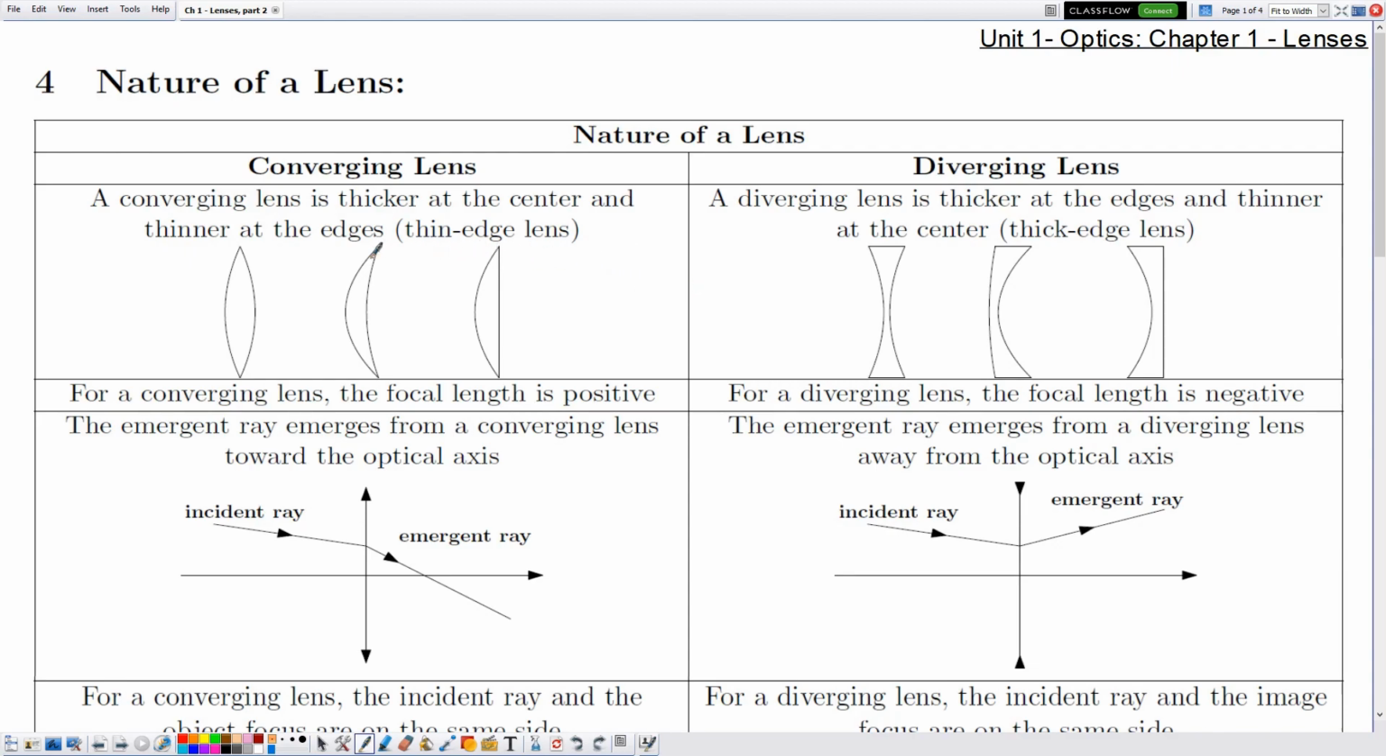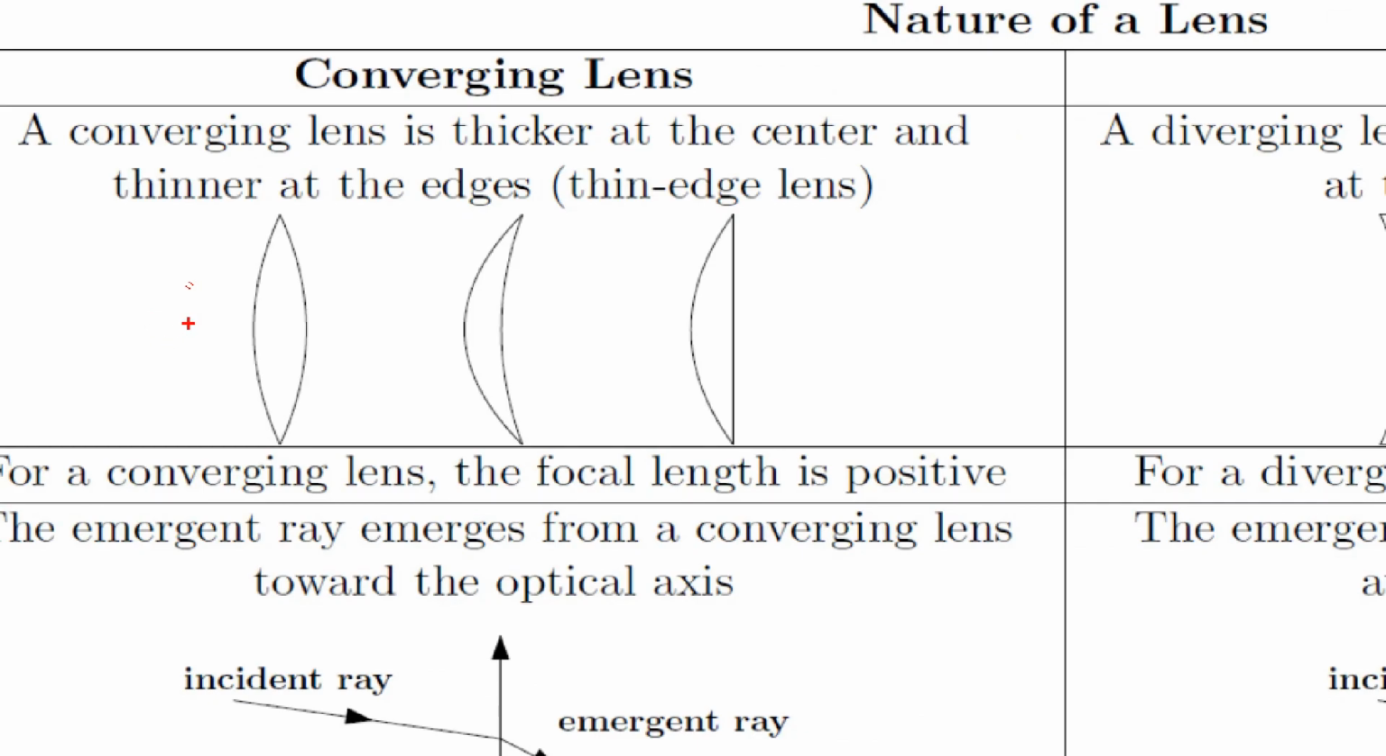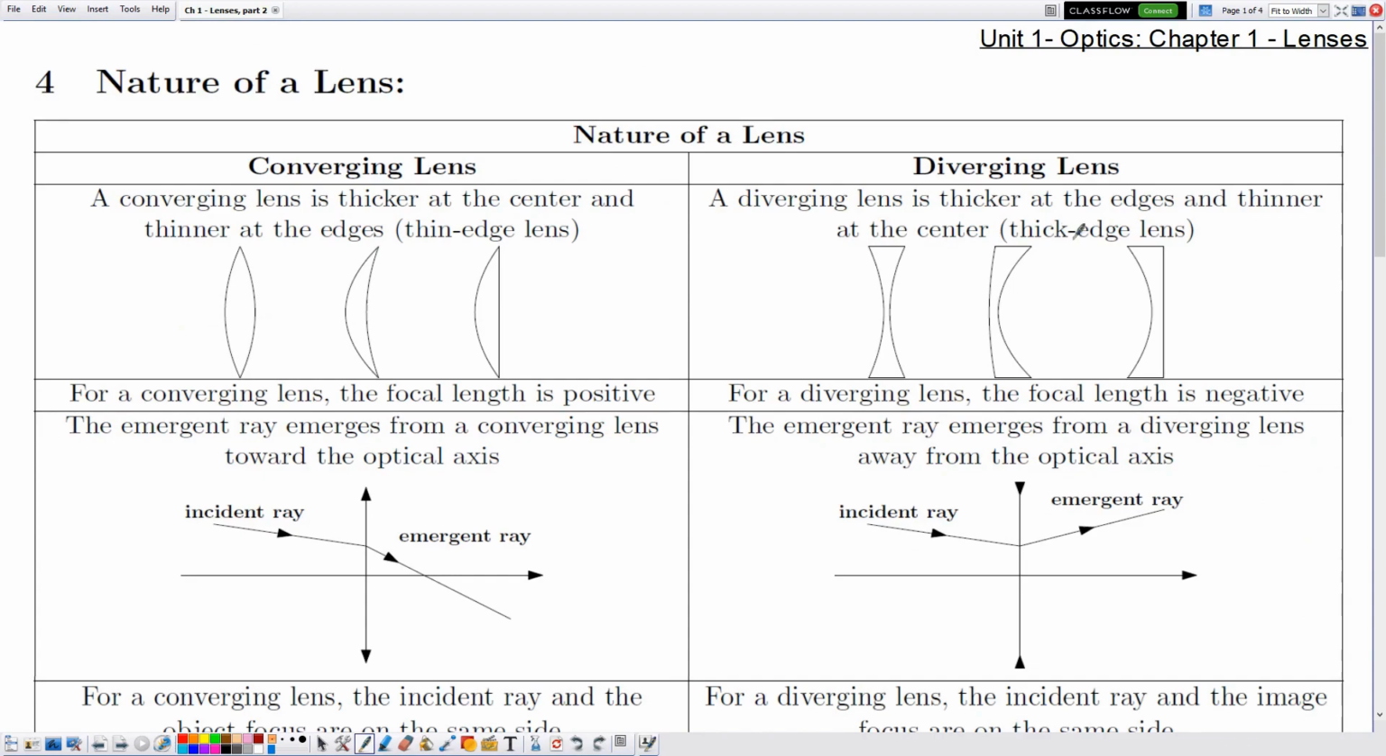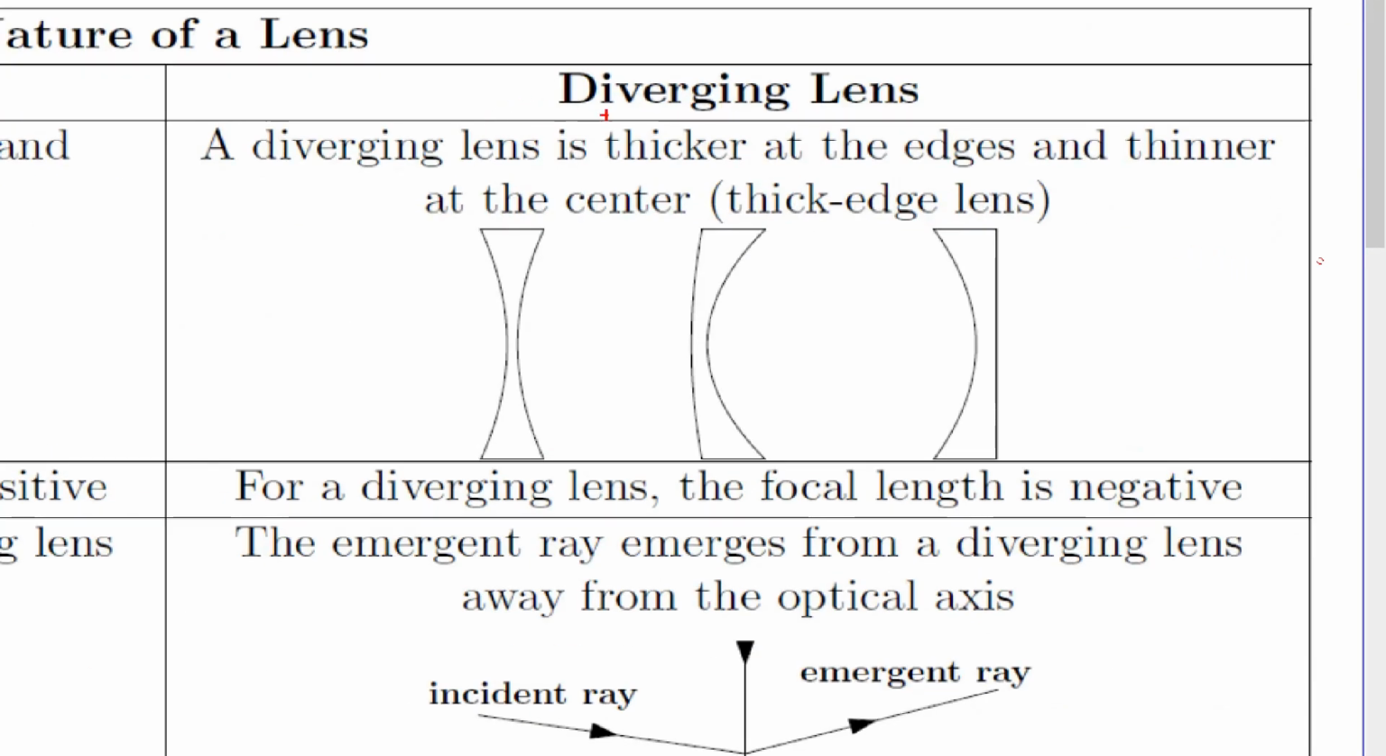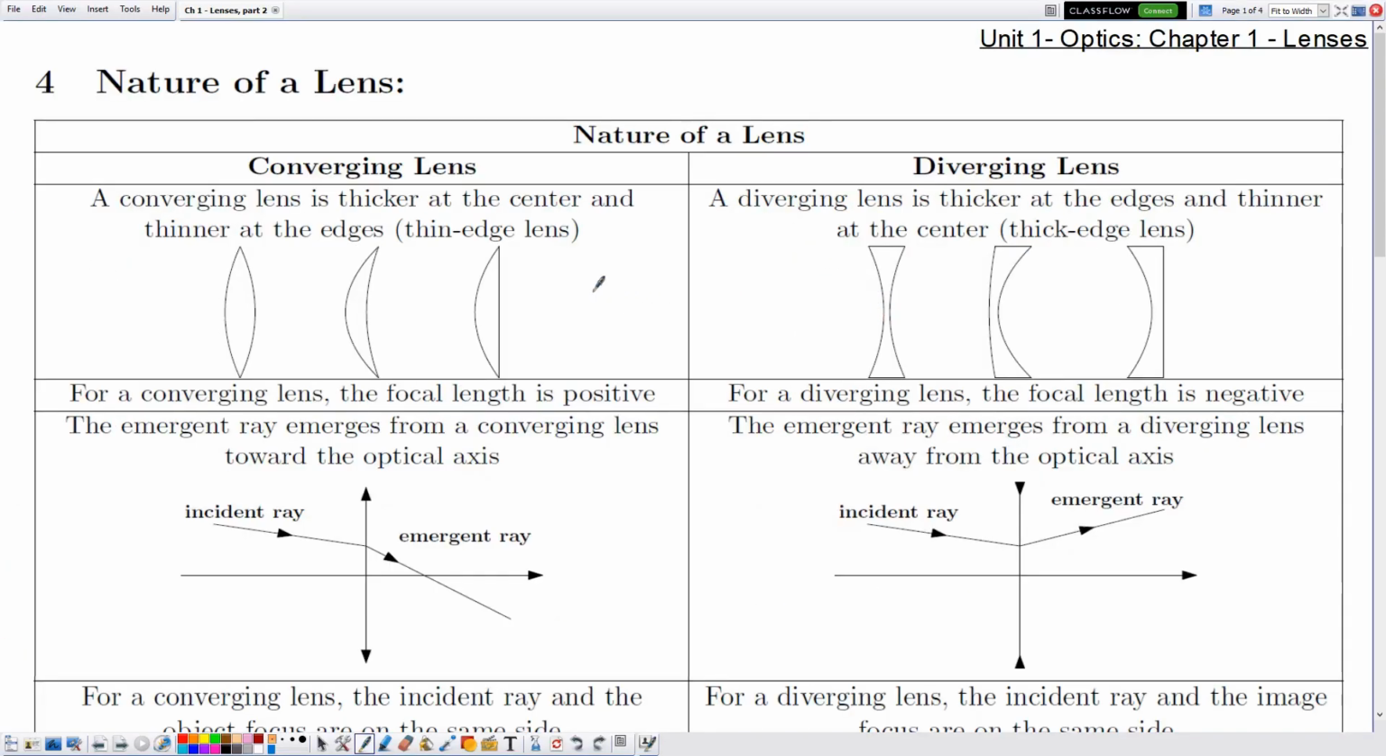And the first property is that a converging lens is thicker at the center and thinner at the edges, and this is known as a thin edge lens. Whereas a diverging lens is thicker at the edges and thinner at the center, and this is known as a thick edge lens. Okay, we have discussed this property while defining a lens.